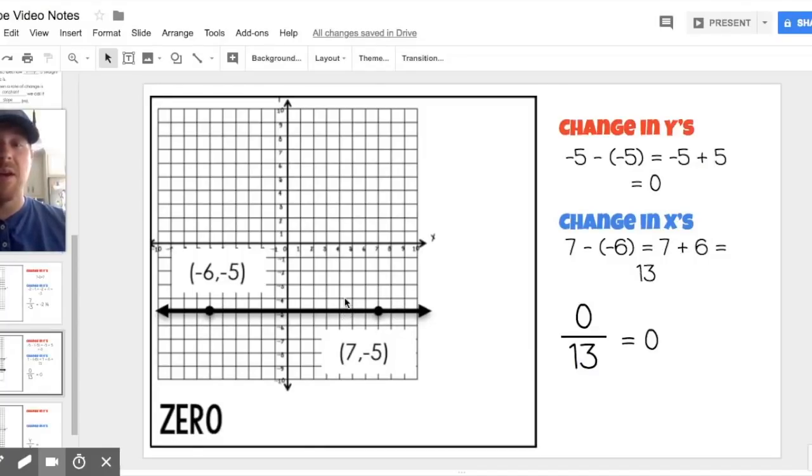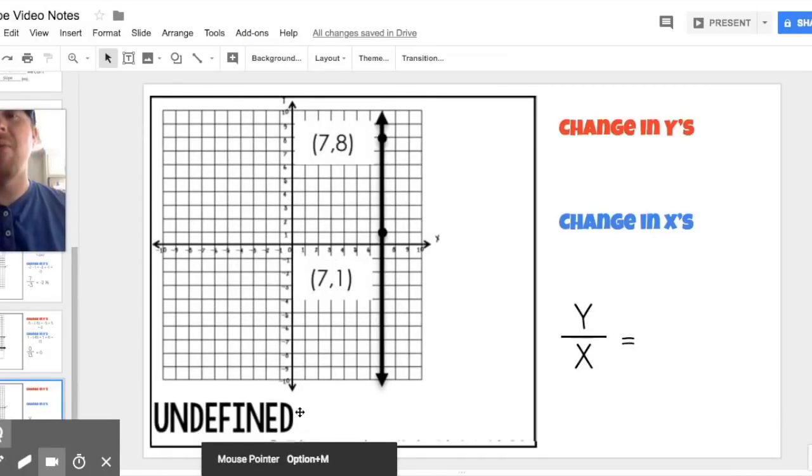There is no going up over 1, going up over 1, going up over 1. So as long as I find my change in y and change in x and I get 0, there's no change in our y. You'll notice that here. I didn't go up any or down any. I stayed the same level. Anytime you see this on a graph, know that your slope's going to be 0. Your rate of change or your unit rate is going to be 0.